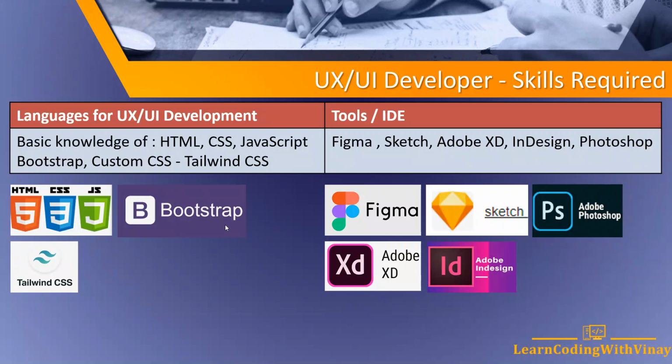Now ideally UX UI developers are not supposed to know any programming language, but they should have basic knowledge of HTML, CSS. JavaScript is optional. Bootstrap, custom CSS like Tailwind CSS, right? They should understand the basic concepts of these. It's okay if they don't know them thoroughly. But a UX UI developer will be using these tools, Figma, Sketch, Adobe XD, InDesign, Photoshop extensively to create their mockups and prototypes, right? So these are the tools that one should know.